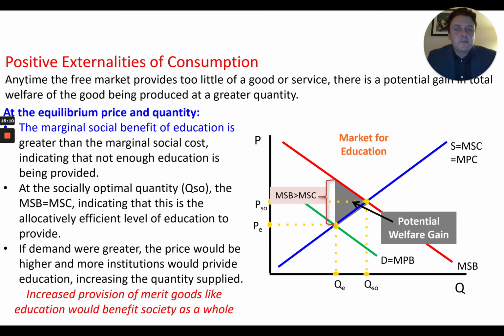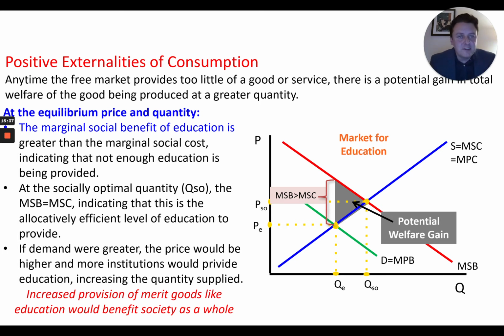So, anytime the free market provides too little, again a recap, of a good or service, there's potential gain in total welfare of the good being produced at greater quantity. So we can see right there the potential welfare gain of education. Okay, there is the grey triangle again, showing welfare gain.